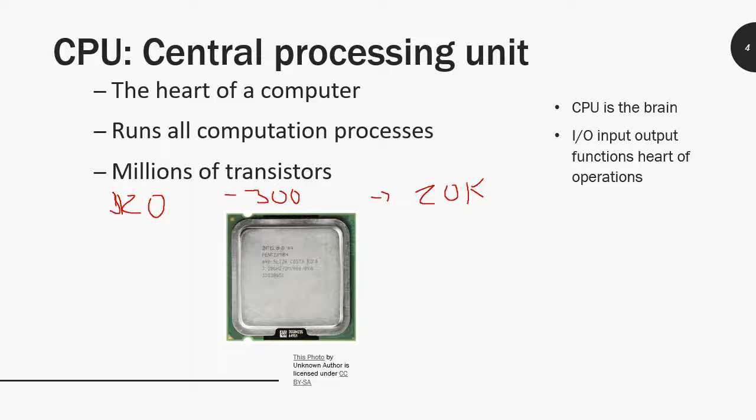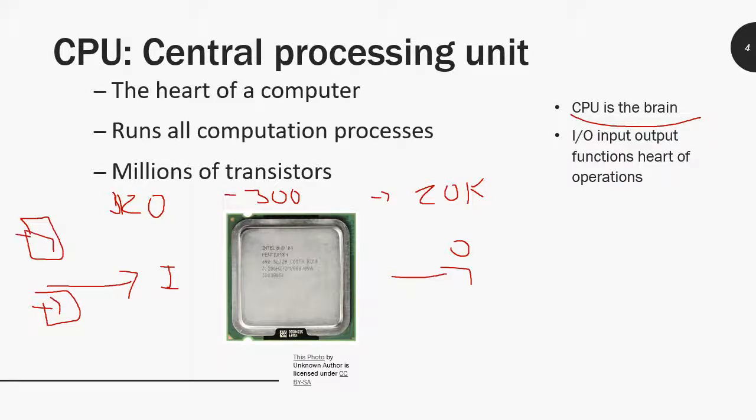The CPU is the brain. It processes input operations and outputs. So all the keyboard, touch input, and pretty much any kind of input that you give goes in, the CPU processes it, and it puts out an output. And we're going to figure out where this output goes.